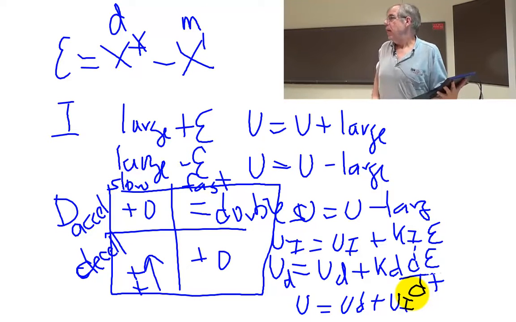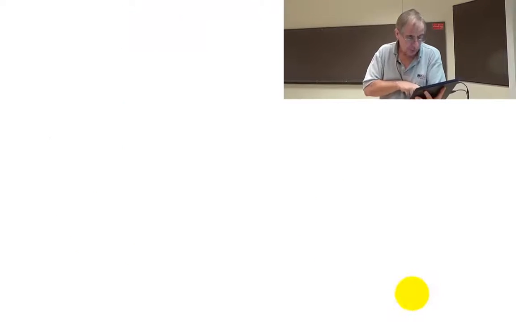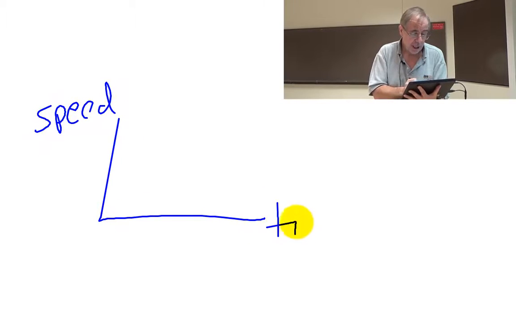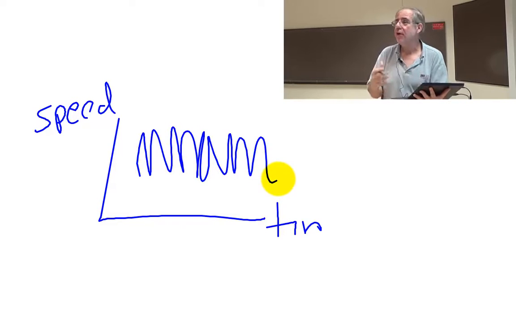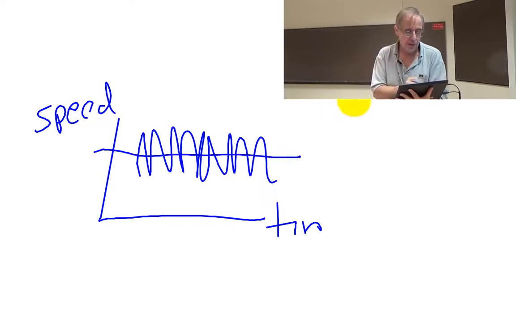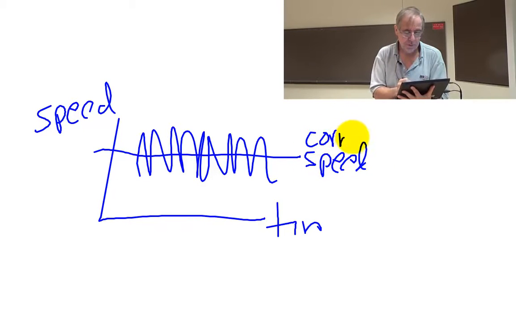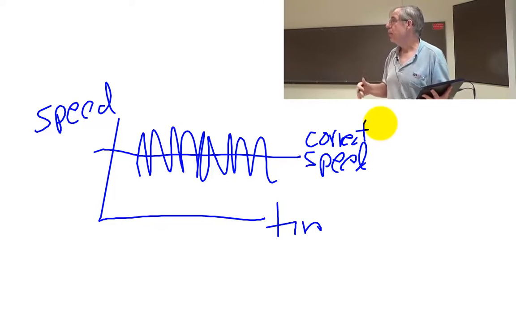Yeah. And don't use the derivative this semester because of this problem here. If you look at your speed as a function of time, it looks like that. And the error is huge and horrific, centered around the correct speed. So the derivative of this noisy signal is astronomically horrible.